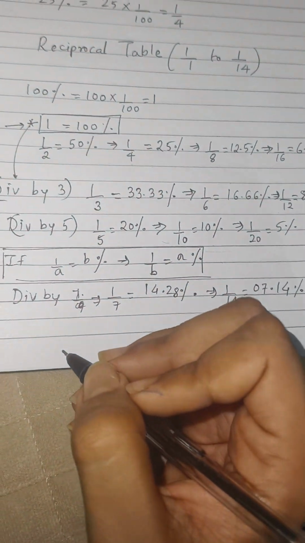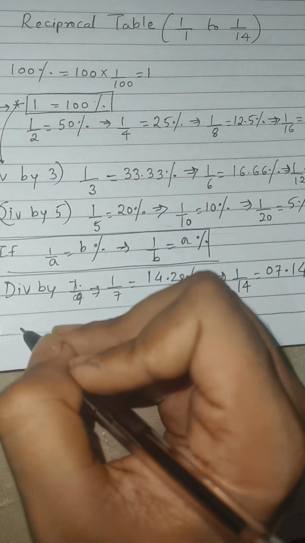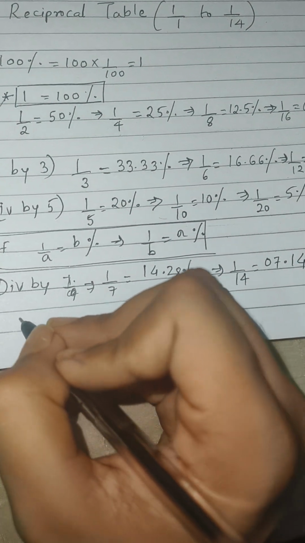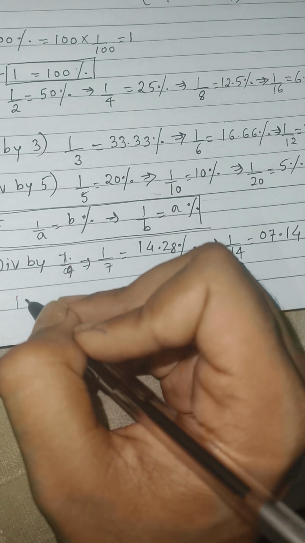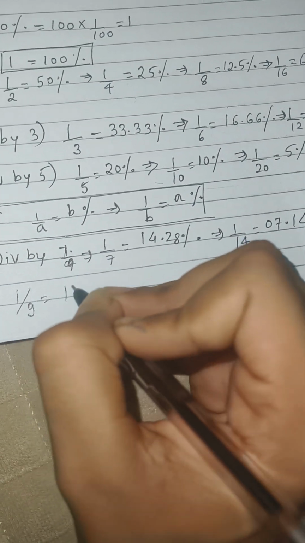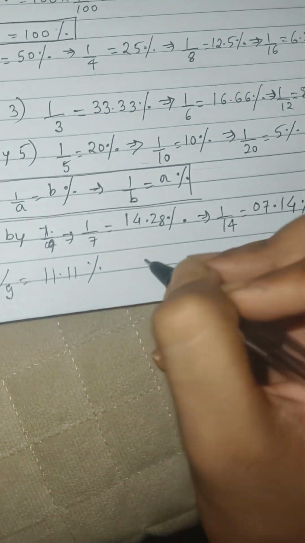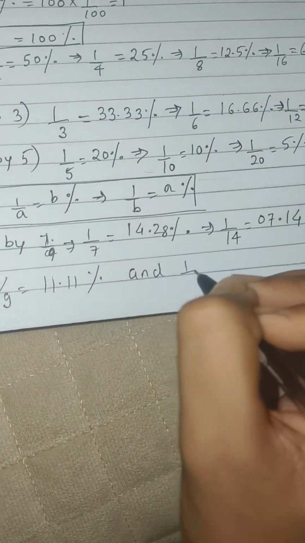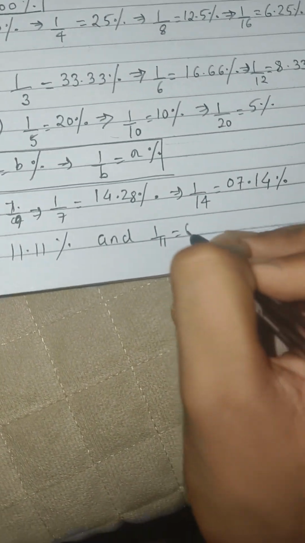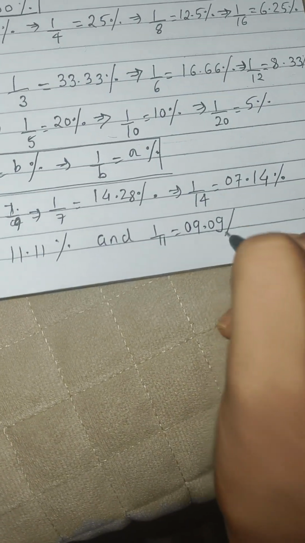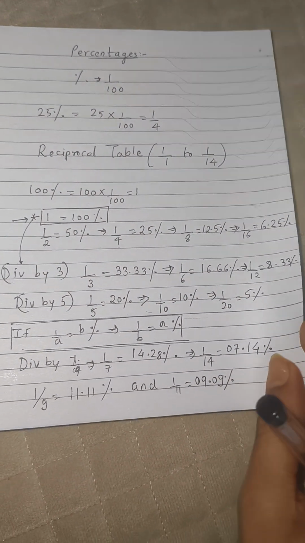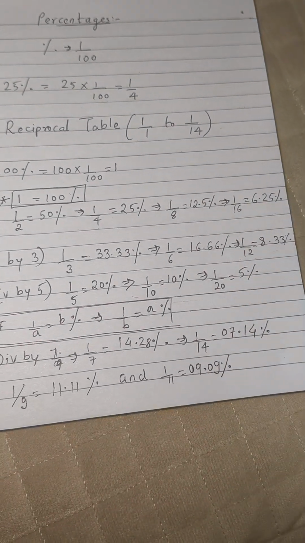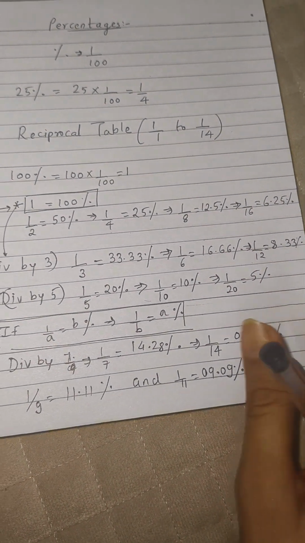Okay, now one more thing which we will remember is, we will divide by 9 and 11. We can remember both 1 by 9 and 1 by 11 together because they are quite complementary to each other. So we can say 1 by 9 is 11.11 percentage and 1 by 11 is 09.09 percentage. Now you might be thinking, why have we studied this reciprocal table? So let's quickly understand how.